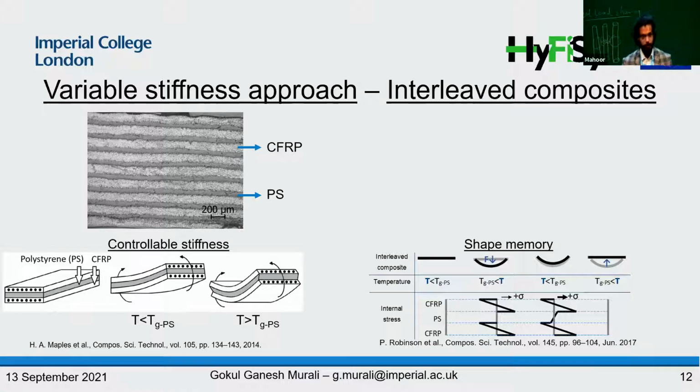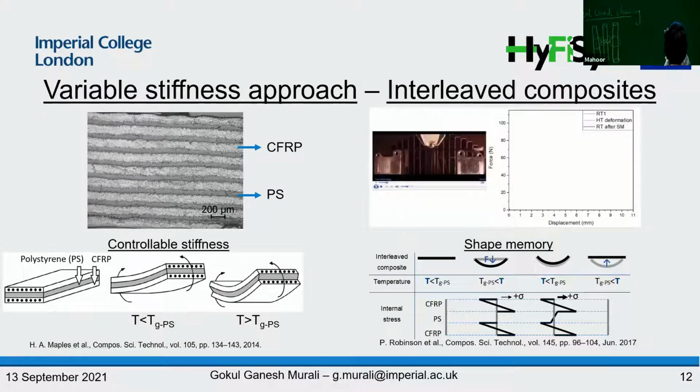Let me show you a quick video of a composite showing all these behaviors. Here's a composite in a 3-point bend setup. Initially, when we load it at room temperature, there's a certain force against displacement slope, as you can see. But when we heat the composite and repeat this experiment, we can see that even for large displacements, the slope remains very shallow. That is, it does not develop large stresses.